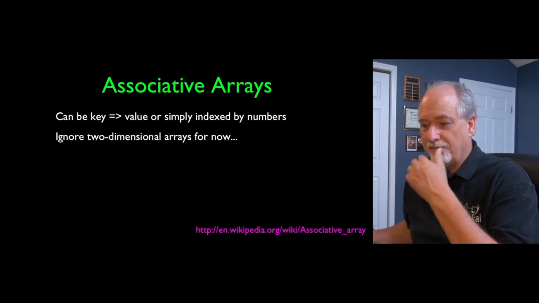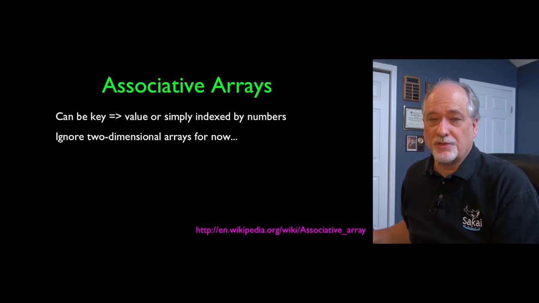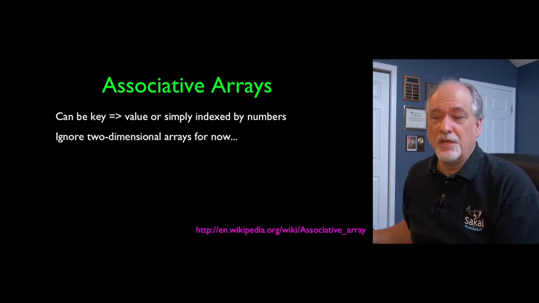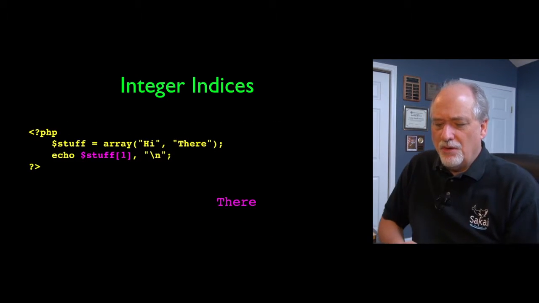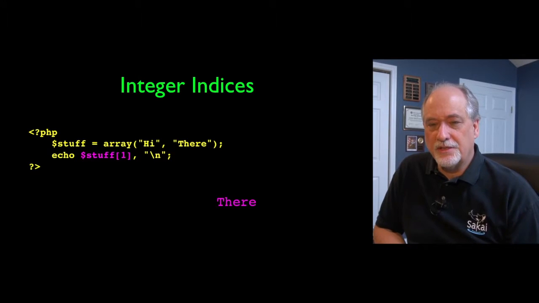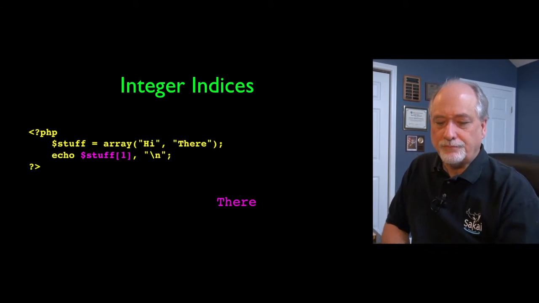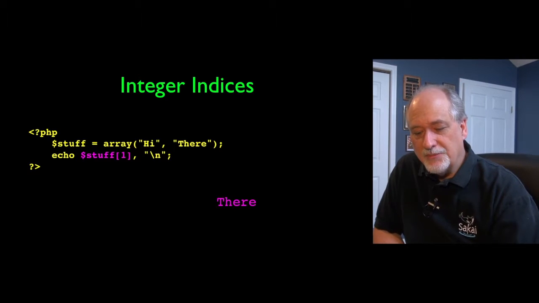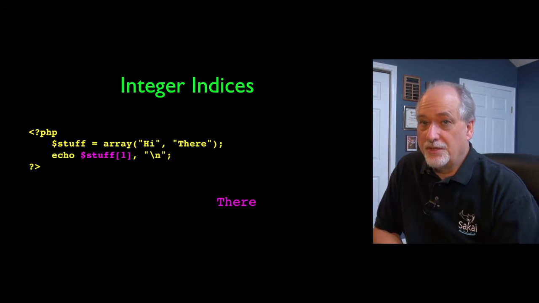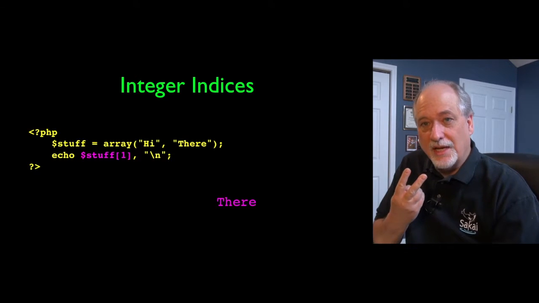But associative arrays are very powerful and flexible data structures, especially in a language like PHP, an untyped language where a variable can take on any old type. So if we think about classic lists, we can make an array. This array has two elements. In this case, we're creating an array named stuff, and "high" is the first element, and "there" is the second element.